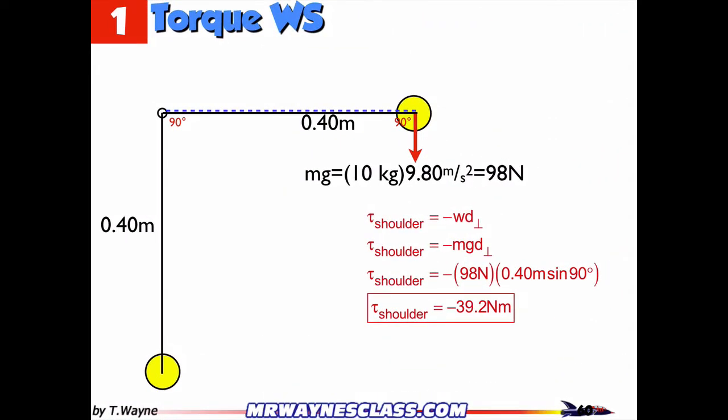The next one's nice. I don't need any trig. The force is already drawn perpendicular to the distance between the axis of rotation and where the force is applied. And that's negative 3.92 newton meters.